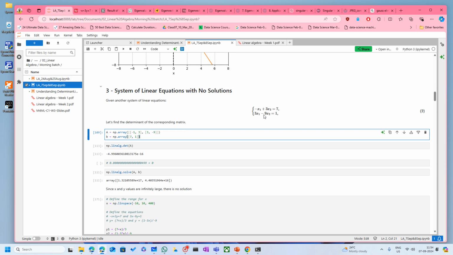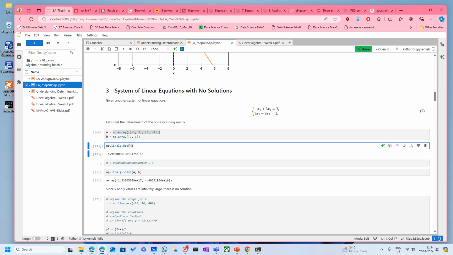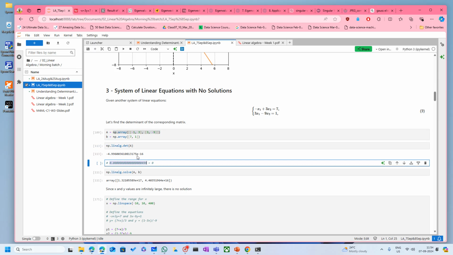Okay, and I have taken these values here and calculated the determinant; it is the same as this one. E to the power minus 16 means there are 16 zeros before 499, which is approximately equal to 0. If the determinant is 0, then a system of linear equations has no solution. Now what does that mean?